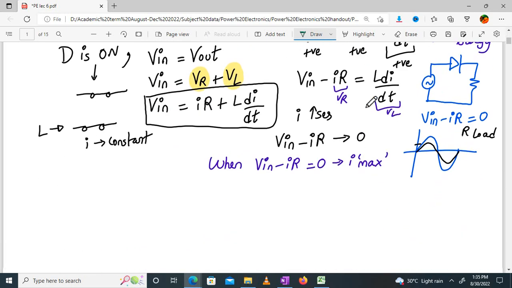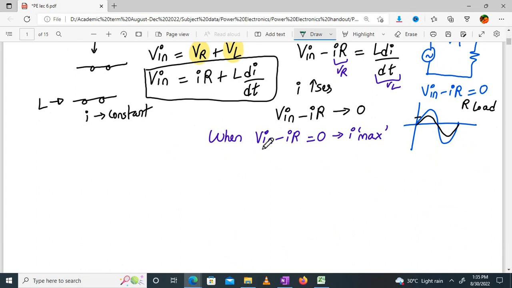Now what happens? See, very very interesting. Now V in minus IR has become 0. Correct? Earlier V in was responsible for VR and VL. That means V in is equal to VR plus VL. Now what happens over here? V in cannot contribute more to my inductance, because now if my current reaches max value, it will start decreasing.